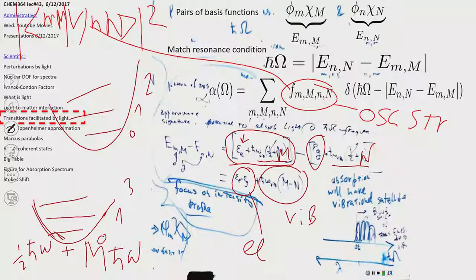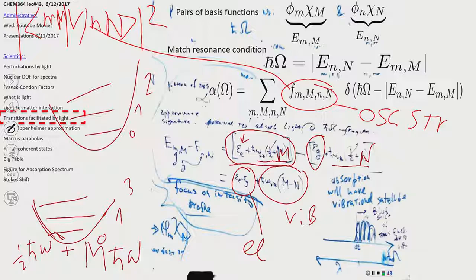Without the resonance condition, absorption and emission is possible, but it will be so much weaker, like by 10 orders of magnitude, so we can forget about it. So absorption at frequency omega will happen if the resonance condition is matched and if the matrix element is non-zero. Oscillator strength is the matrix element of dipole squared. Now, I do want to show the fingers for this absorption spectrum.